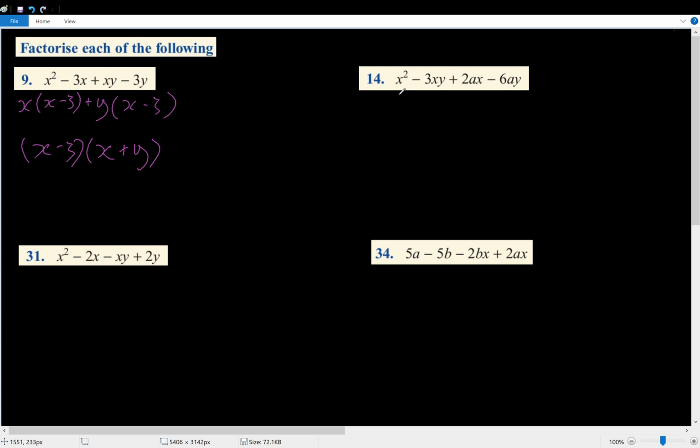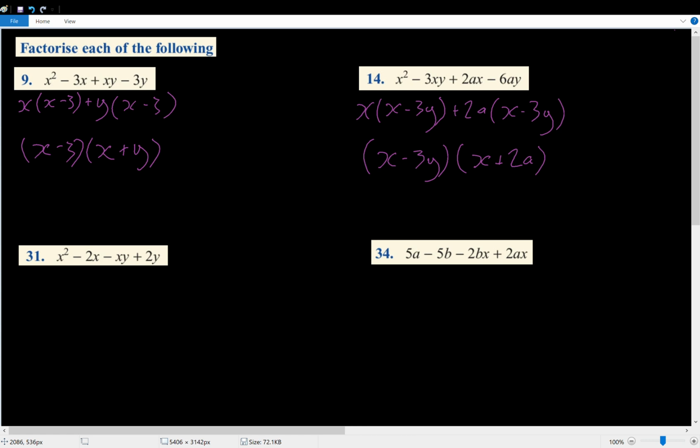So again we're going to do these in pairs. So from the first pair we're going to take a factor of x, and then inside our bracket we're going to have x minus 3y. And from our second pair we're going to take 2a. And then inside our brackets we're going to have x minus 3y. And now you can see that x minus 3y is the same for both. So we write that down by itself, x minus 3y. And then we open a bracket and put what was outside the brackets above into that. So x plus 2a, like that.